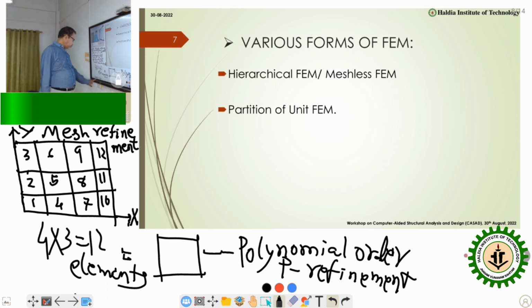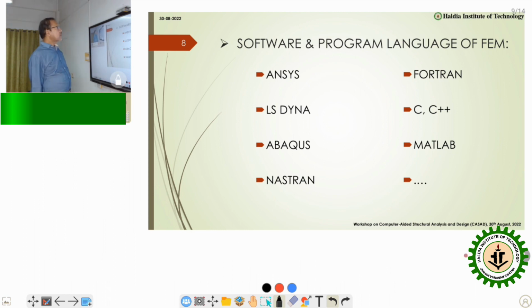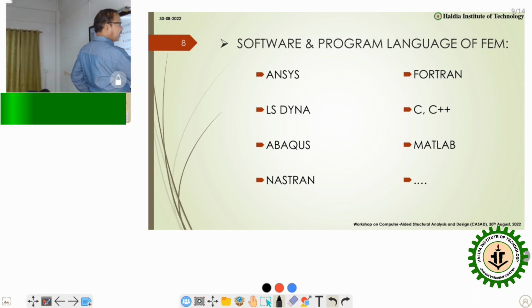So next is what software is used in finite element method. There are many commercial software packages available in the market, like ANSYS, LS-DYNA, Abaqus, Nastran. Perhaps ANSYS is the most widely used software. The languages with the help of which we can write a finite element code for some specific purpose are Fortran, C, C++. Then MATLAB is not a language, MATLAB is an environment. We can write MATLAB.